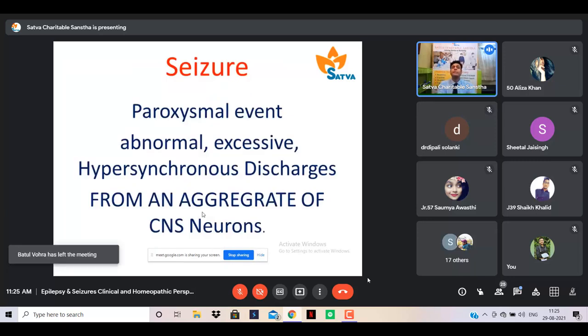So let us understand what we mean by seizure. There is always confusion about what we mean by seizure and what we mean by epilepsy, because they cannot be used vice versa. When we are trying to label a particular episode of convulsion as seizure or epilepsy, we have to be very careful. Basically, a seizure is a paroxysmal event, an abnormal, excessive, hypersynchronous discharge from an aggregate of CNS neurons. So there is a pool of neurons where there is an abnormal, excessive, out of proportion hypersynchronous discharge.